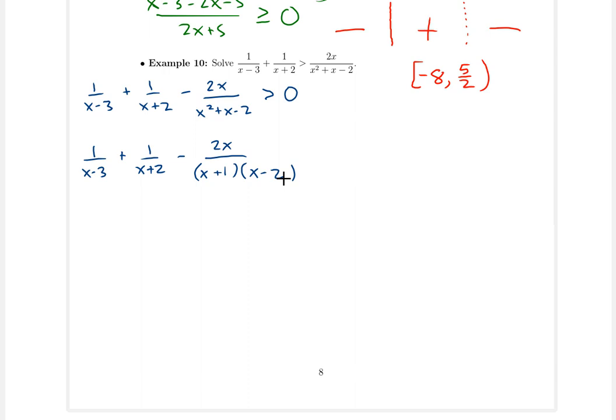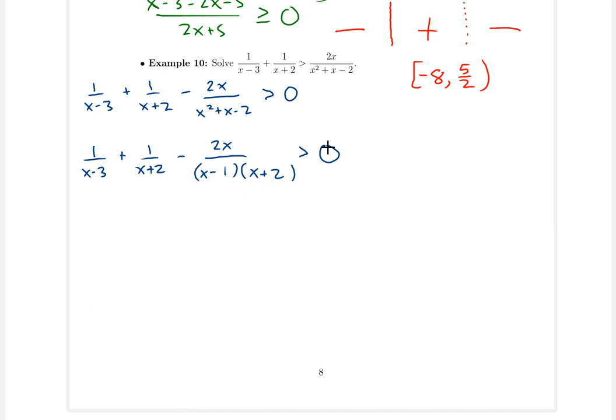Let's see. Oh, it doesn't. Got my signs off. The way I had it would give me a negative x here. I want a positive x. So minus 1 plus 2. That'll do the trick. Okay, but now we need to combine everything.